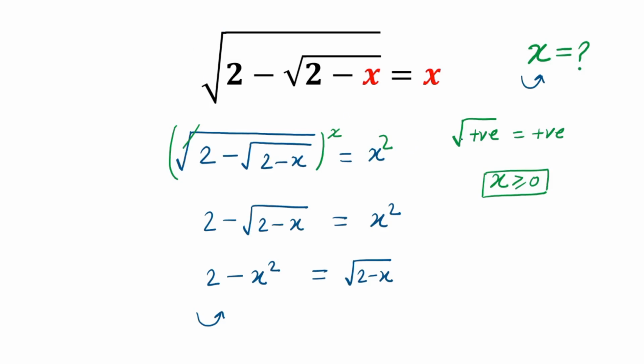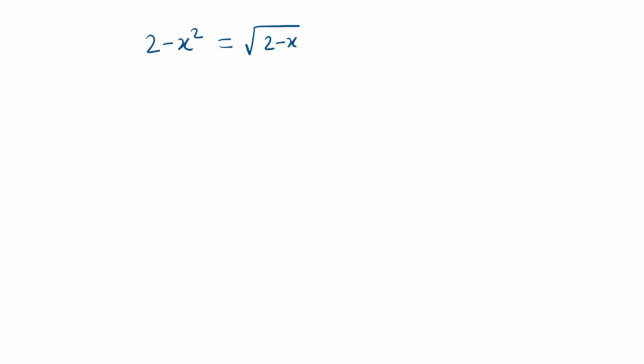On the left hand side, 2 minus x square equals square root of 2 minus x. Look carefully again: the right hand side is the square root of 2 minus x, and we know that the square root of positive numbers is always positive. So the right hand side is positive, and the left hand side must be positive. So 2 minus x square is greater than or equal to 0.